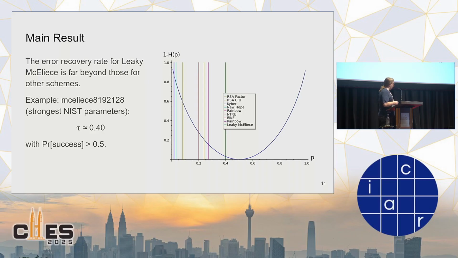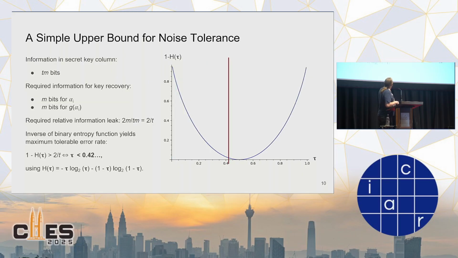Also interesting to see that the error rate that is acceptable increases when the parameters get higher. So if you take a higher security parameter like t increases, then the acceptable error rate will be larger and larger. Our hypothesis is that this actually approaches 1/2.